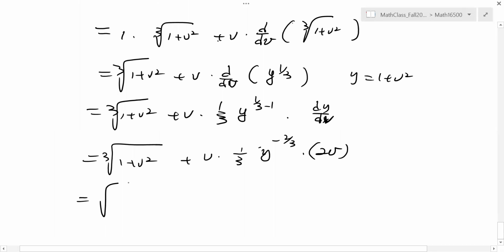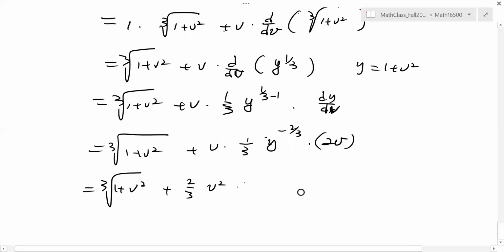Then you have a negative 2 over, a positive 2 over v squared. And y is 1 plus v squared. Okay, so that's it.